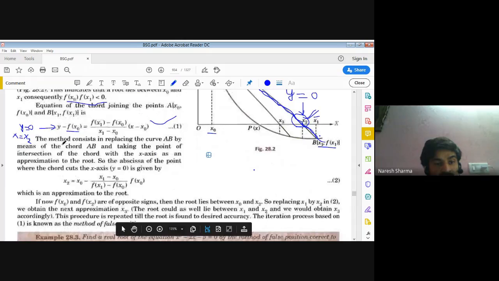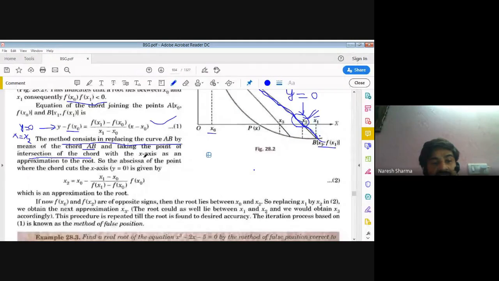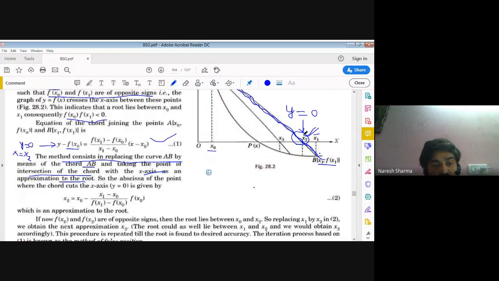So I'm just replacing the curve AB by the chord AB, taking the point of intersection of the chord with your x-axis as an approximate root. We consider this point as your approximate root, which is your x2. We know that at y equal to 0, this line touches your x-axis at point x2. So just you put here your 0, and this is minus f(x naught).